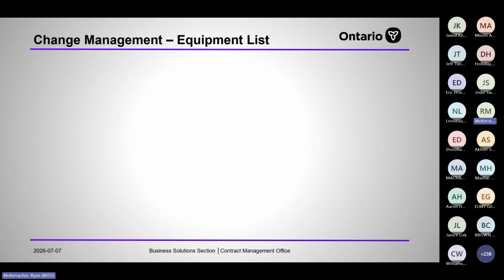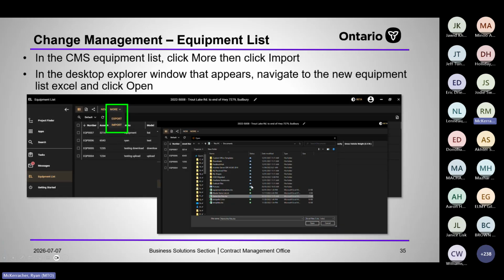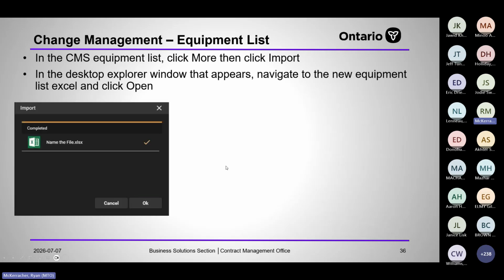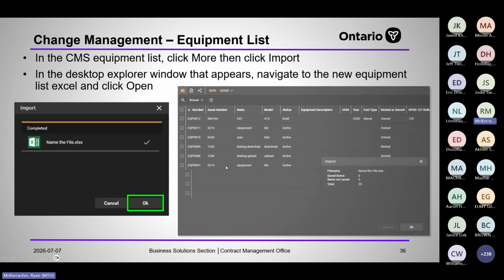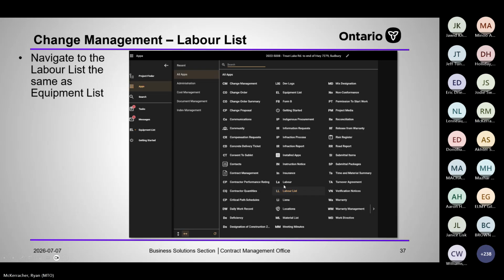Save the Excel to your hard drive and then re-import it back into the system. So you click import, you choose it from your hard drive, click open, and then click OK. This is going to bring it in. You can see here now there's 5 pieces of equipment saved instead of the 4 that was there before. And you can see our draft piece of equipment at the top, CAT 415, that we just created through that import. Labor list is the same. You search laborers, find your labor list, or you keyword search labor.